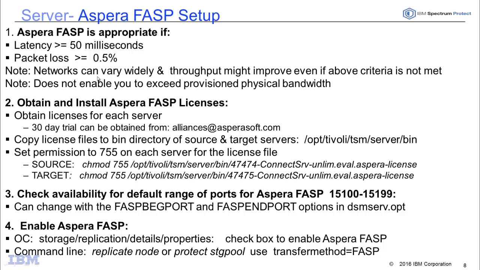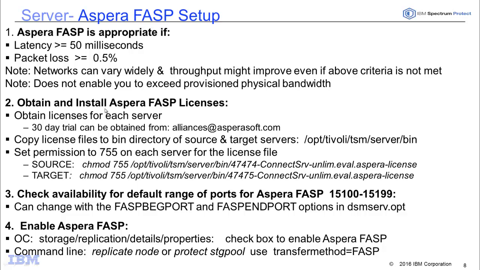Networks can vary widely, so even if you have numbers that are lower than these two, you might still benefit from Aspera. However, if your TCP/IP is working efficiently, we do not recommend setting up Aspera FASP because you might actually see a performance decline. One thing to note is that by utilizing Aspera FASP, we might be able to take more advantage of the existing physical bandwidth, but we cannot exceed the provisioned physical bandwidth.